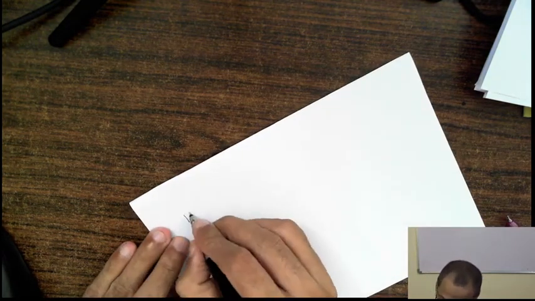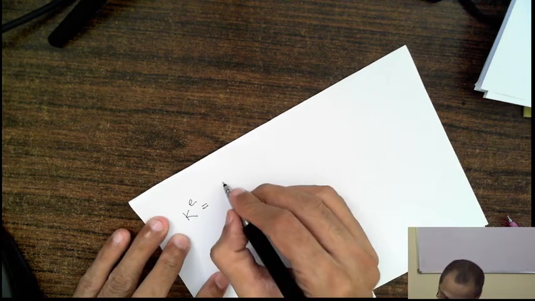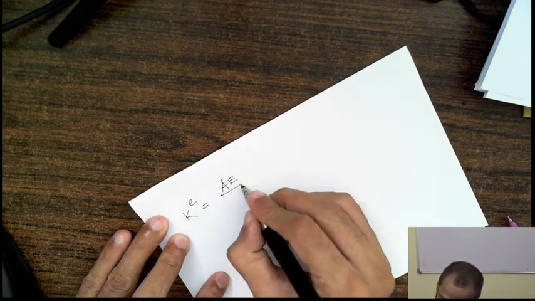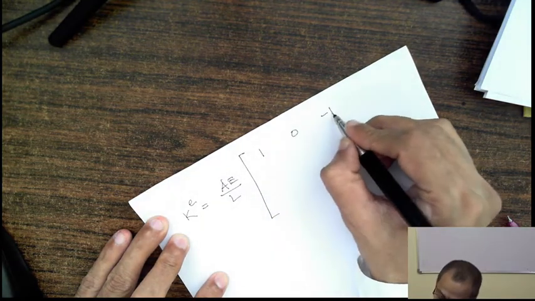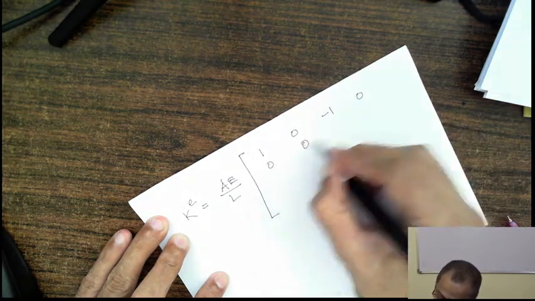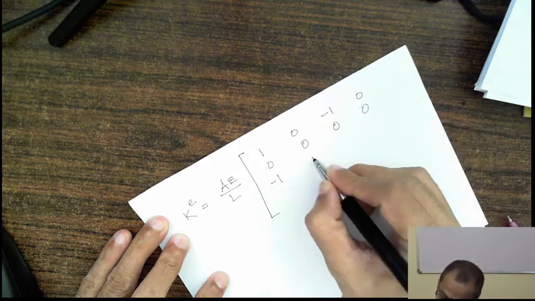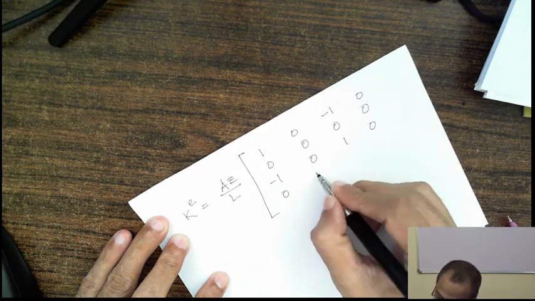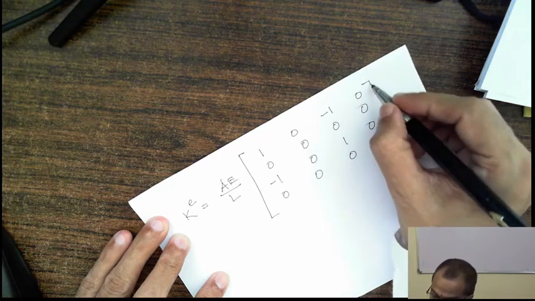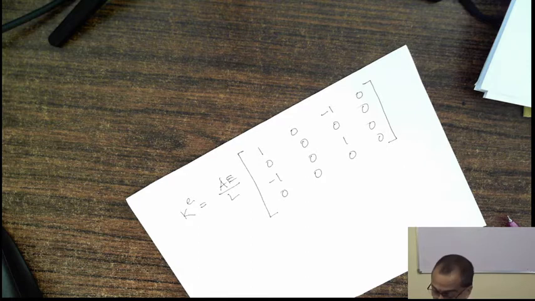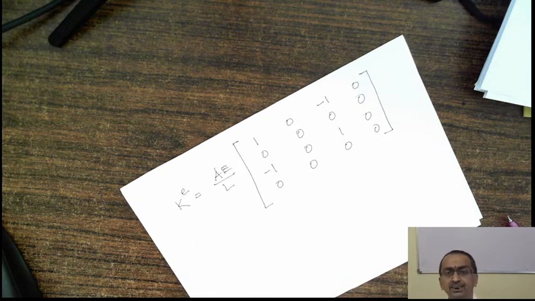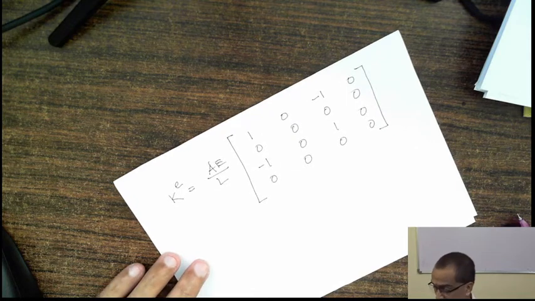I also can write the truss element stiffness matrix KE. If I take AE upon L common, I can write the truss element stiffness matrix in a simplified form: 1 0 minus 1 0, 0 0 0 0, minus 1 0 1 0. I can write this truss element stiffness matrix in the simplified form like this, AE by L times this matrix. Now in this lecture we will understand the necessity of writing the transformation matrix.